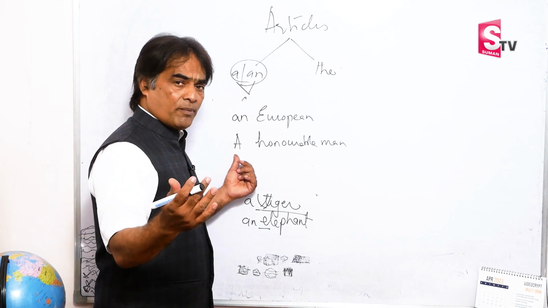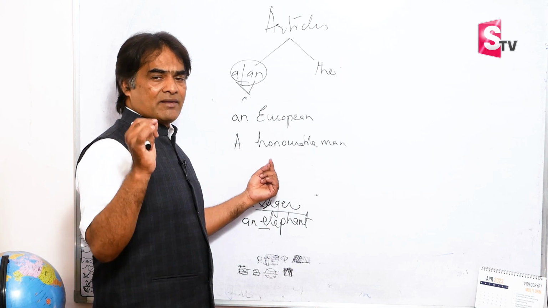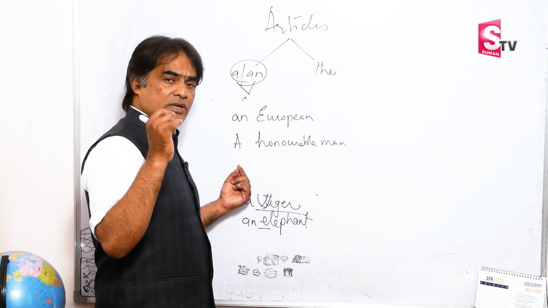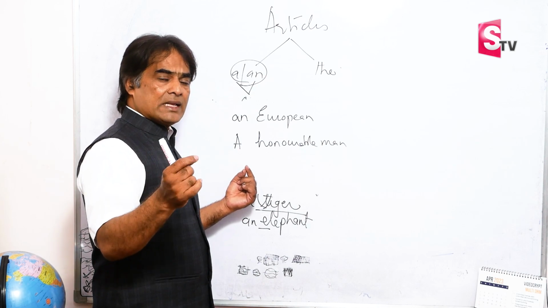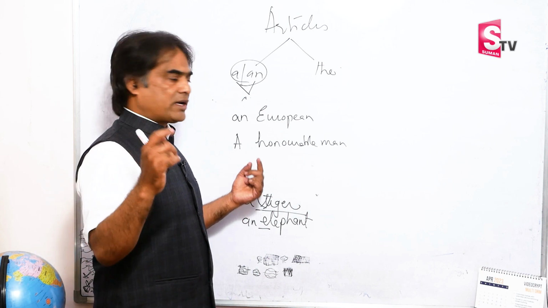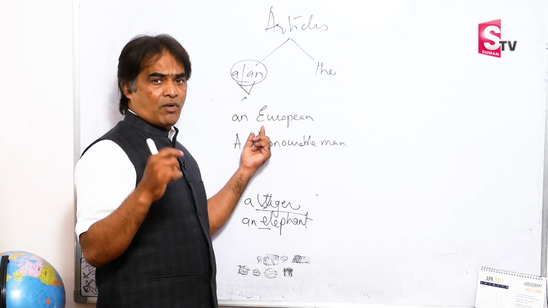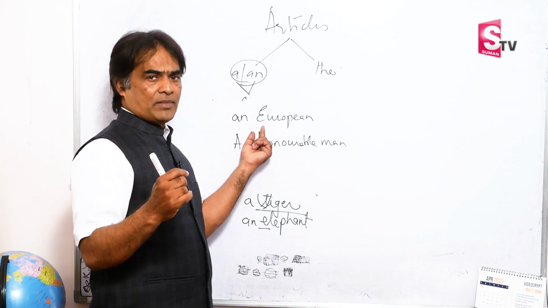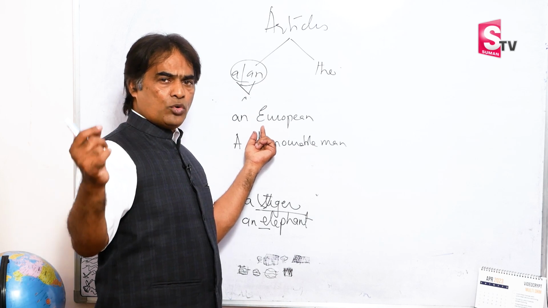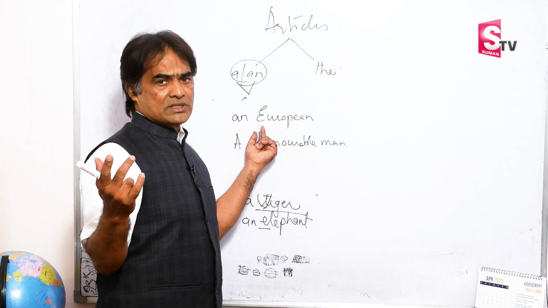What did I tell you before? An has to be used when the next word starts with the sound of a vowel. When do we use a? We use a when the next word starts with the sound of a consonant. Now let's look at the first example. An European. What is the sound? How does it start? Does it start with A, E, I, O, U, or does it start with any other letter other than these vowels?